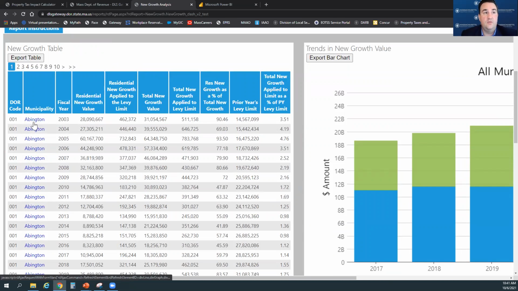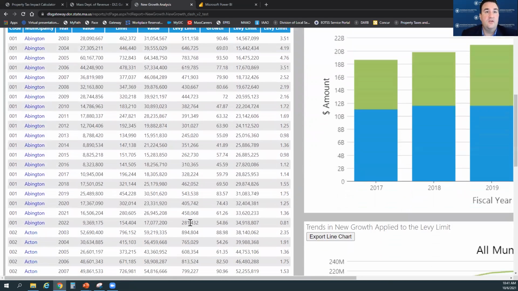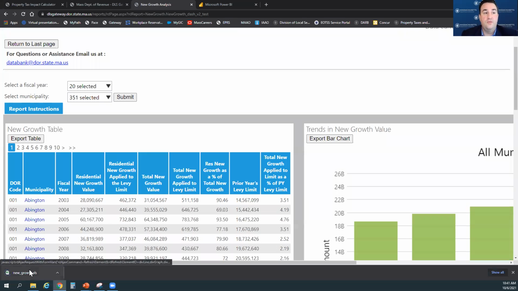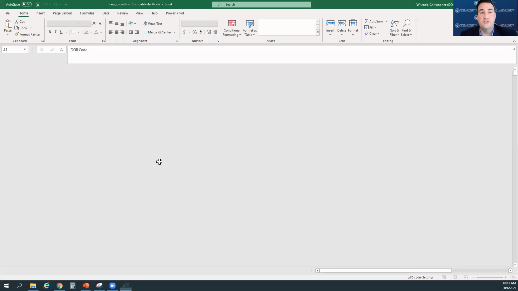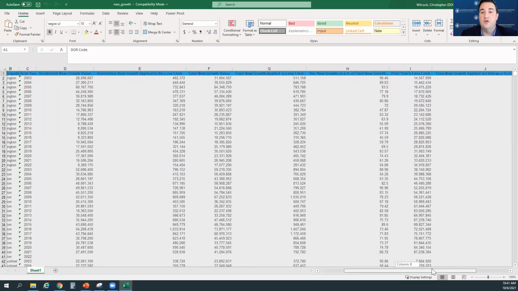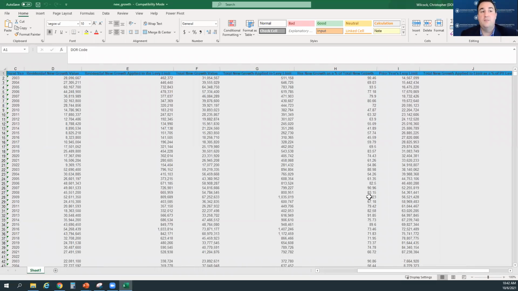This community will look at Abington first, but here's all the consistent numbers, total growth applied to levy limit. So you can look at it here, or you can export the table. When you export the table, you can do a 5-year review. You can do a 10-year review. You can do a review for a certain regional area if you're looking at anything in the region, but all of that information is here, and it's helpful to show if your growth is going way up or way down. You can have a basic comparison.